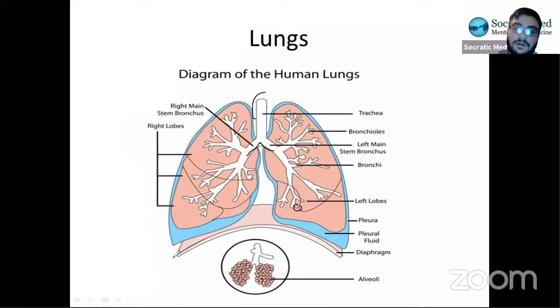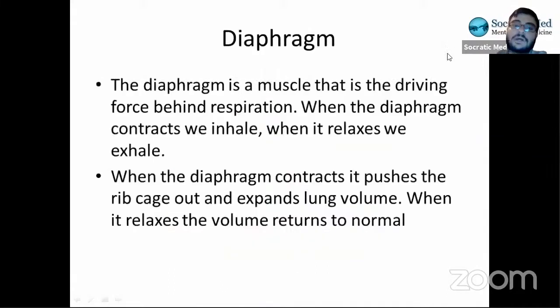And then under the lungs, you have this big pink, dome-shaped muscle called the diaphragm. This is extremely important. That's how we breathe, through that muscle. So the diaphragm is the driving force behind respiration. When the diaphragm contracts, we inhale. When it relaxes, we exhale. So if you want to breathe in, you're contracting the diaphragm. When you breathe out, you relax it. When the diaphragm contracts, it pushes the rib cage out and expands the lungs, physically, like a balloon. When it relaxes, the volume returns to normal.